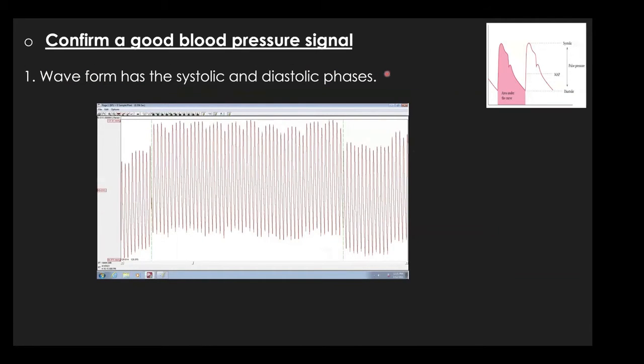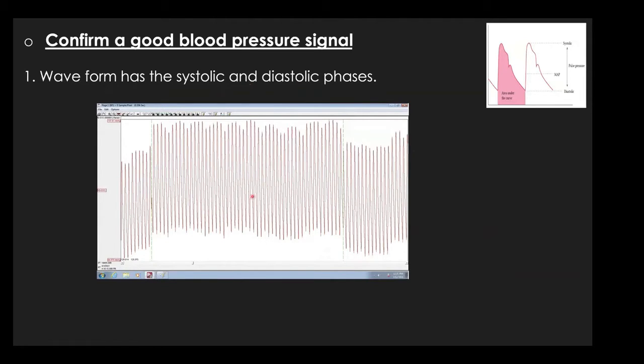So in order to make sure that you did a great job, you need to make sure that your signal does show the systolic and the diastolic phases. You can see those. The dicrotic notch is really very challenging to see. I don't think you'll be able to detect it, but as long as you see the systolic and the diastolic phases in your signal, then you are good.